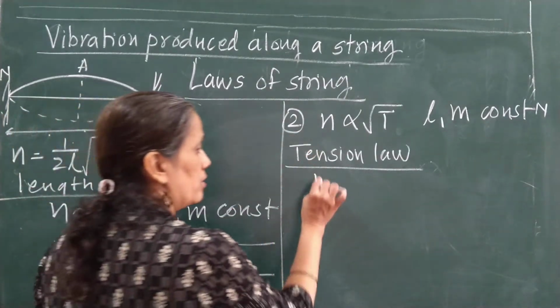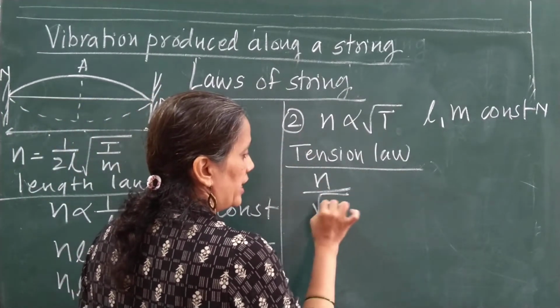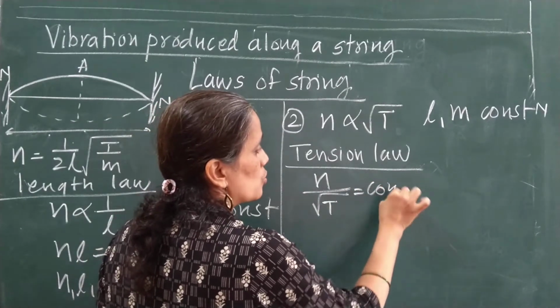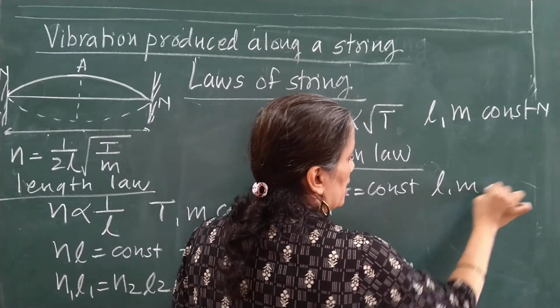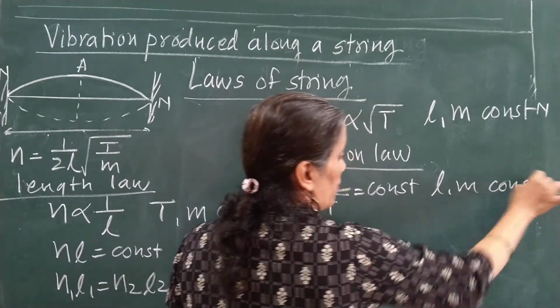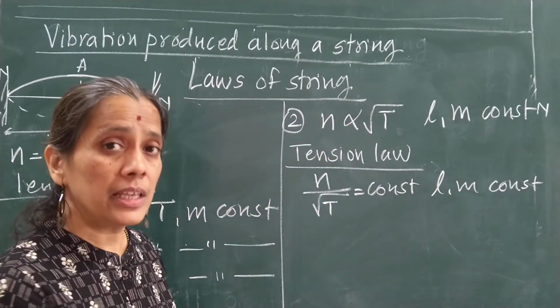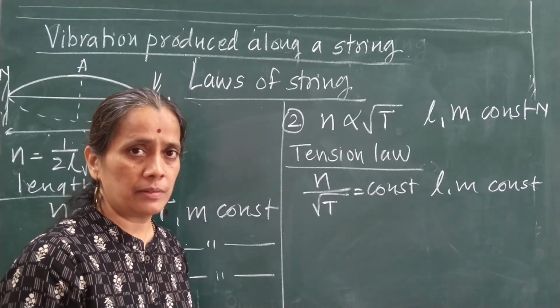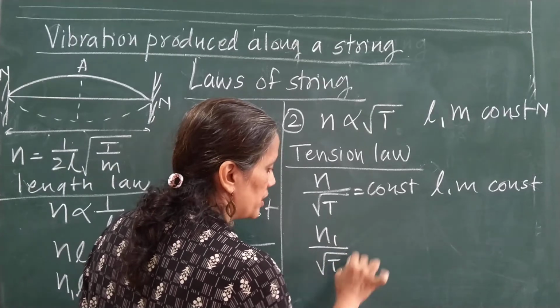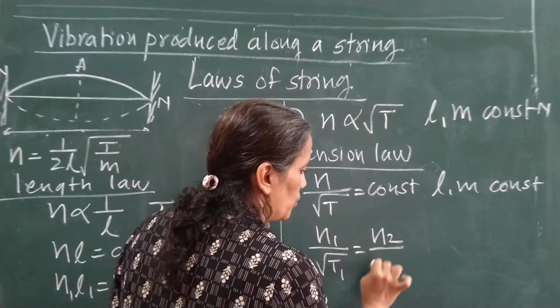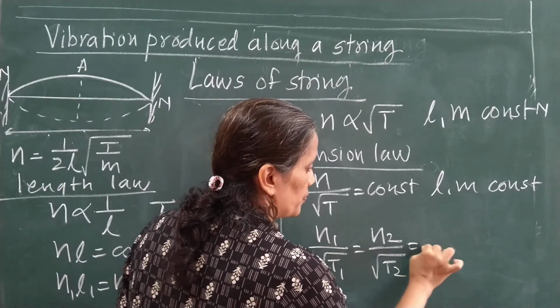The same law I can write as n divided by root T will always remain constant, provided that L and m are constant. L is the vibrating length, m is the linear density or mass per unit length. And another way I can say n1 divided by root of T1 is equal to n2 divided by root of T2, and so on.